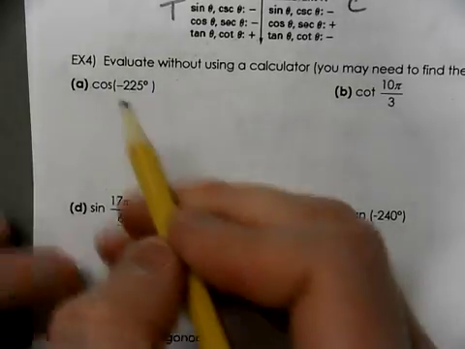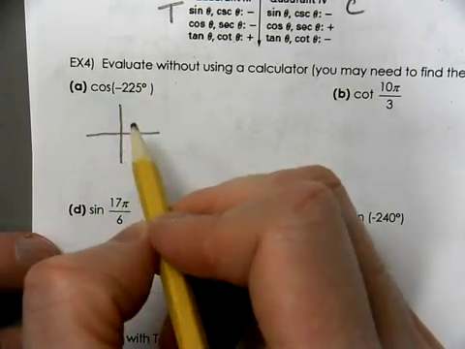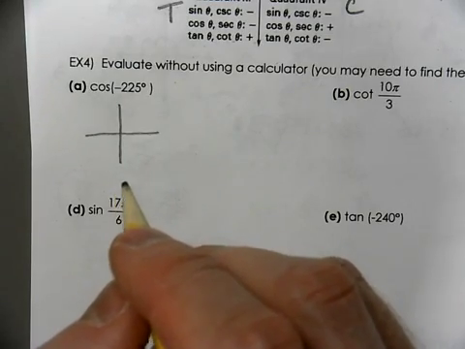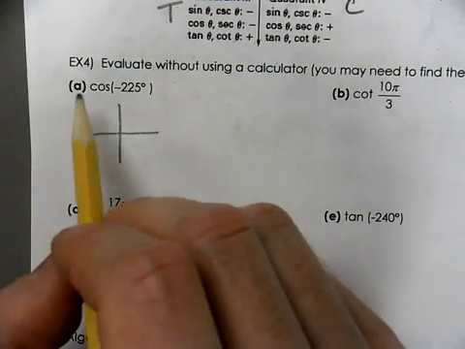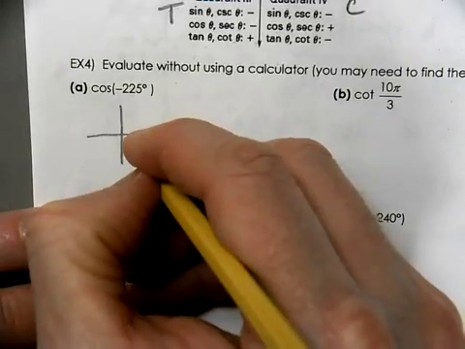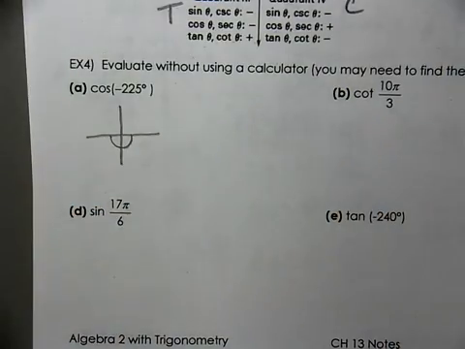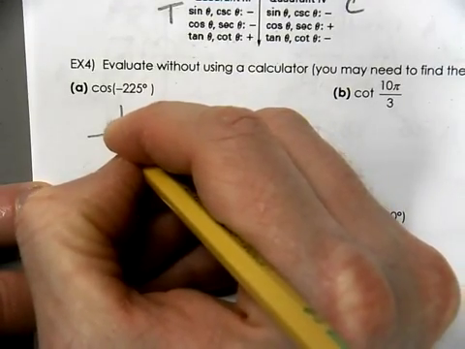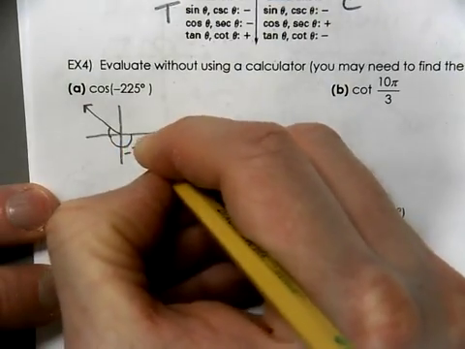So we need to evaluate where the cosine of negative 225 is. You either need to visualize it or you need to draw it out. I'm going to draw it out so you can see what the visualizing could look like. This says the cosine of negative 225. Well, we know that negative means we're going to go down and around. Halfway gives us 180. Another 45 gets us right down the center of that second quadrant. That's negative 225.